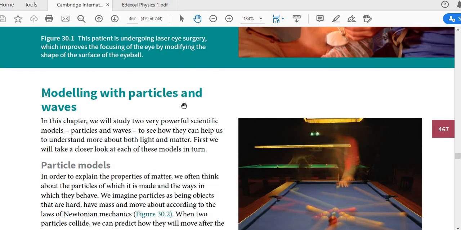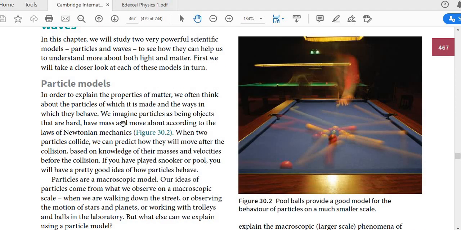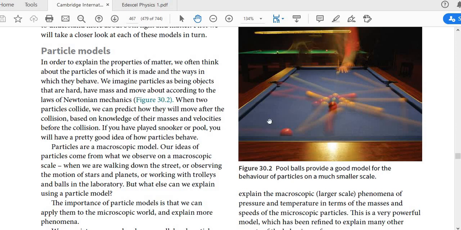Okay, so modeling with particles and waves. Particle models. Now the particle is at the microscopic level. We can't see it with our eyes. So if it is something that we can't see without using an instrument like a microscope, then we say it is at the microscopic level. But if it's something that we can see, for example, you can see here these balls can be seen by our eyes. So this is at the macroscopic level. So to explain something in the macroscopic level, we can use the microscopic level.